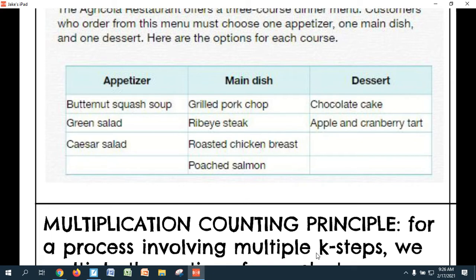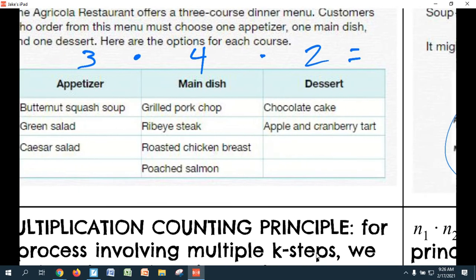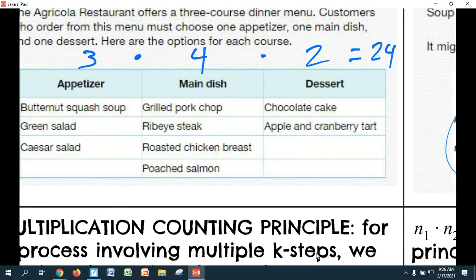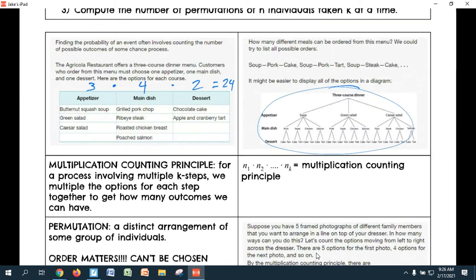All you got to do is ask: how many total appetizers are there? 3. How many main dishes are there? 4. How many desserts? 2. So you just go 3 times 4 times 2 to get to our answer of 24. In this situation, there would be 24 different combinations we could have, 24 different ways we could order food. The multiplication counting principle is a lot easier than listing out every single possibility.